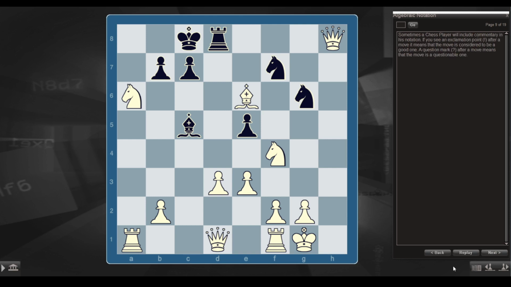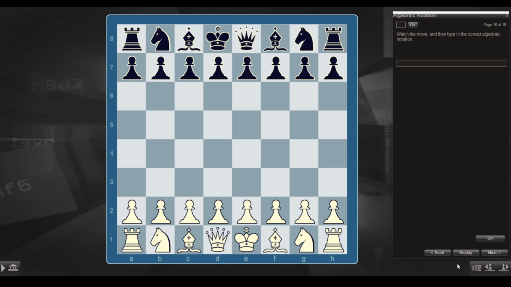Sometimes a chess player will include commentary in his notation. If you see an exclamation point after a move, it means that the move is considered to be a good one. A question mark after a move means that the move is a questionable one.